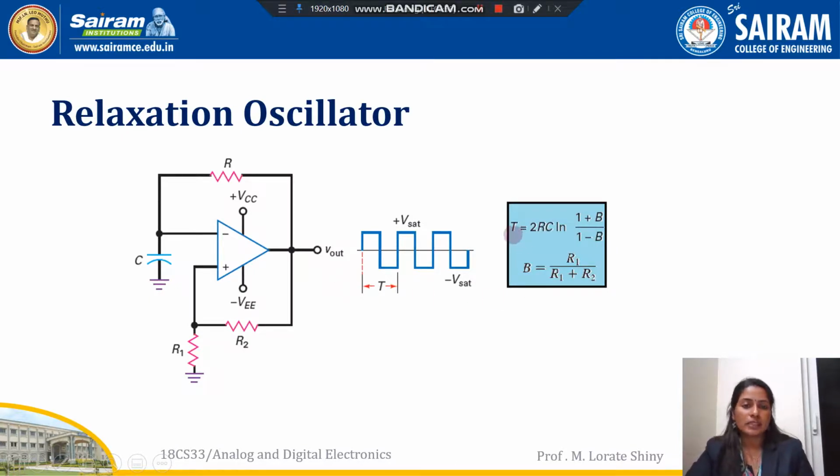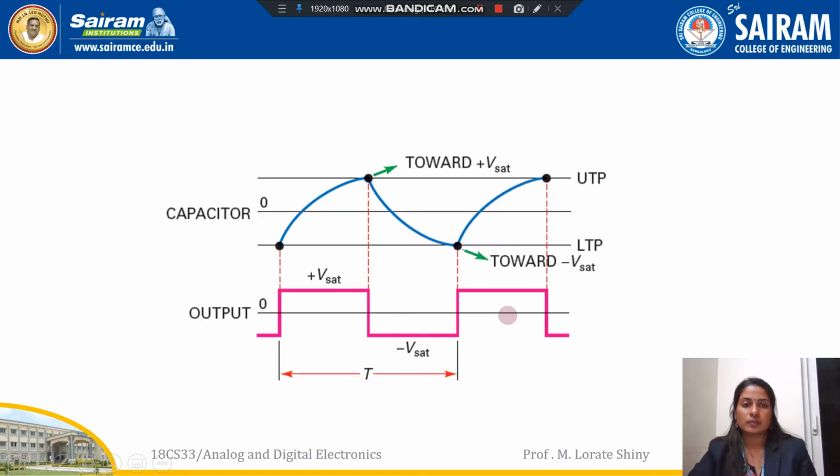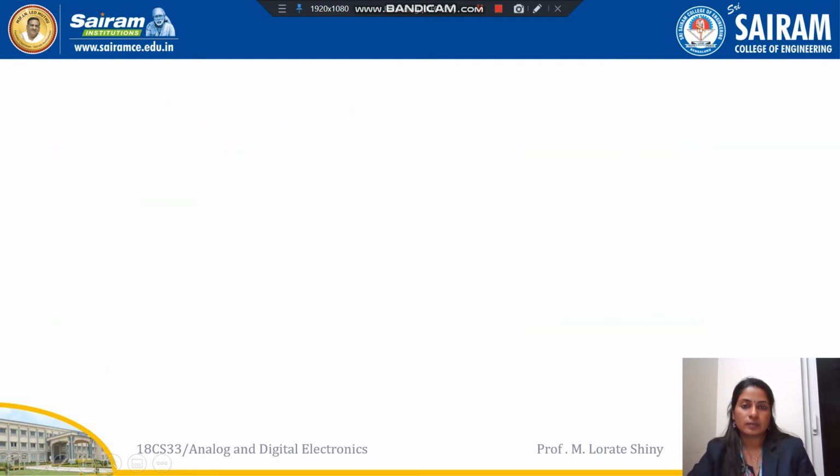Here the time period T is equal to 2RC. The formula for calculating time T is T equals 2RC ln of (1 plus beta) by (1 minus beta). Here beta is equal to R1 by R1 plus R2. This is the potential divider, R1 by R1 plus R2. Thank you.